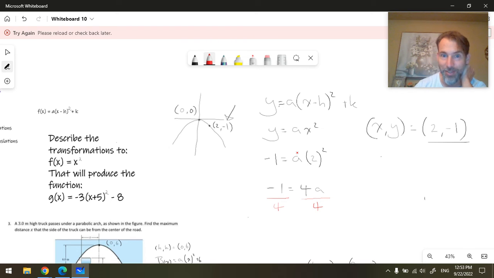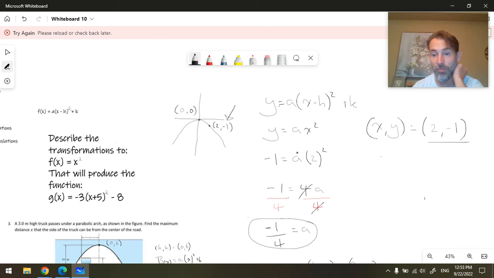Division is the opposite of multiplication, so this is what I will do. And then these 4's will cancel, because 4 divided by 4 is 1. So I'm only left with 1a on that side of the equation. So a is equal to -1/4. And there we go.